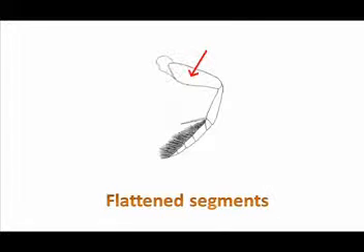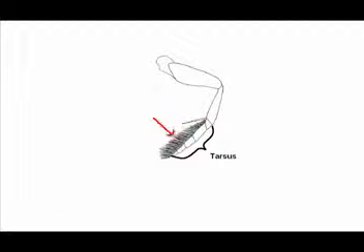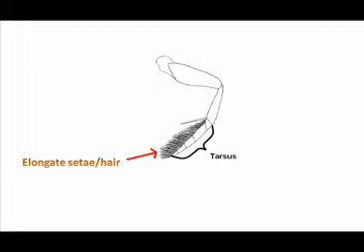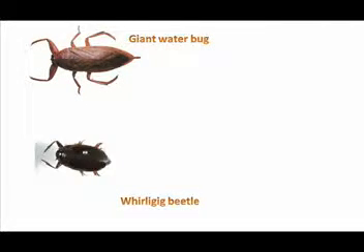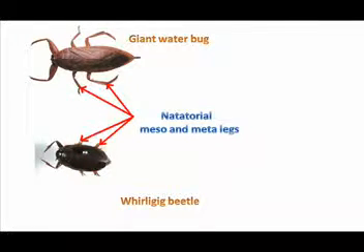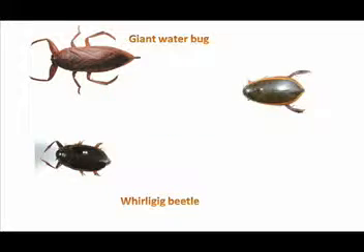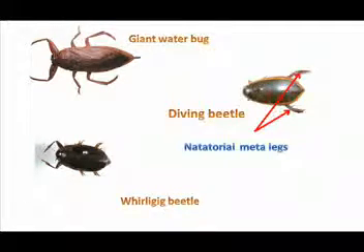Natatorial leg. Natatorial leg has flattened segments and elongated setae on tarsi, which help the insect in swimming. For example, in giant water bug and whirligig beetle, meso and meta legs are natatorial, while in diving beetle, metalegs are natatorial.